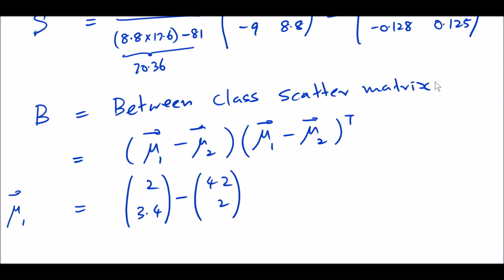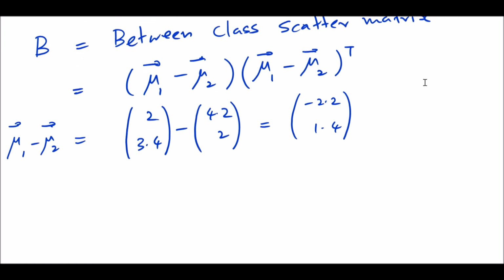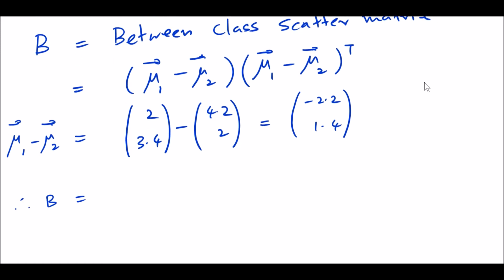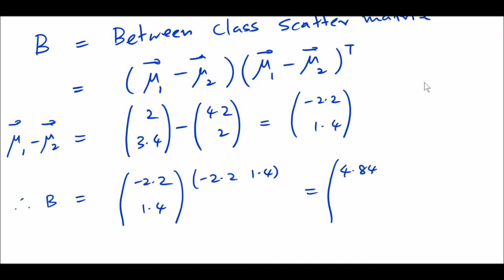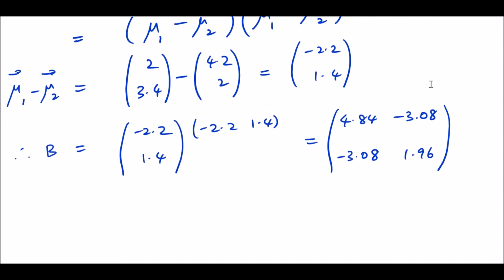So let's try to do this one first. Mu2 is equal to minus 2.2, 1.4. Therefore B is equal to minus 2.2, 1.4 multiplied by minus 2.2, 1.4, which is the transpose of mu1 minus mu2. When you multiply this, you get the scatter matrix 4.84, minus 3.08, minus 3.08, 1.96.